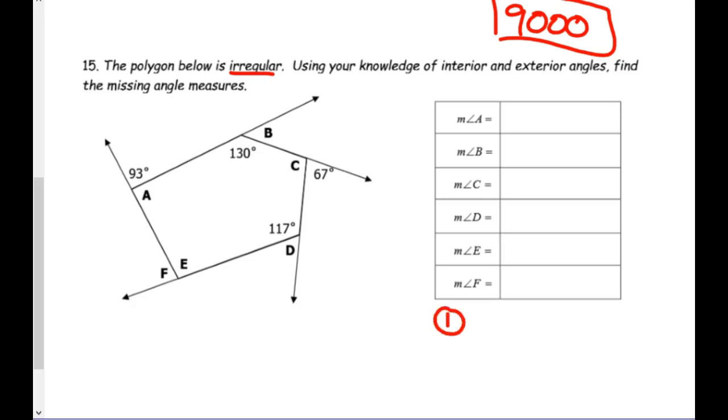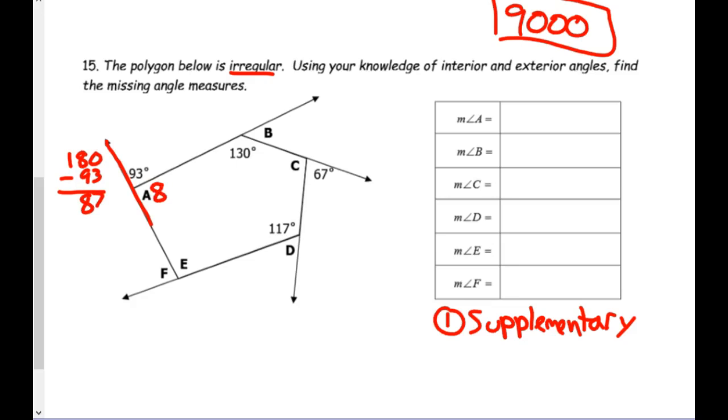let's see here, first thing you want to do is find all the supplementary angles. What is supplementary? Well, anything that makes a straight line, these are linear pairs, they add up to 180. So 180 minus 93, okay, is 87. So angle A is 87. Easy. Same thing here. Straight line is 180. So 180 minus 130 is 50. So B on the outside is 50.